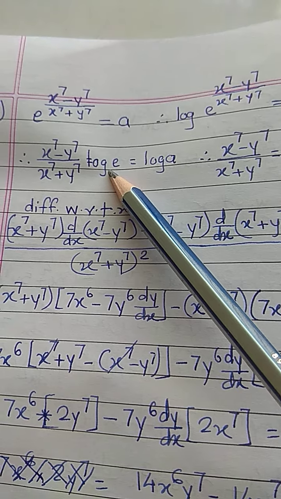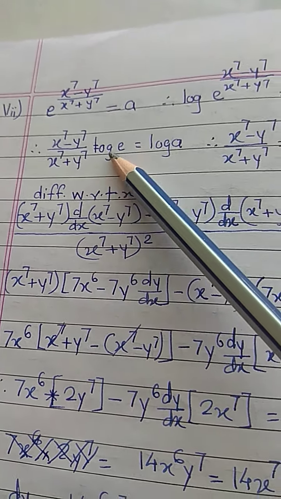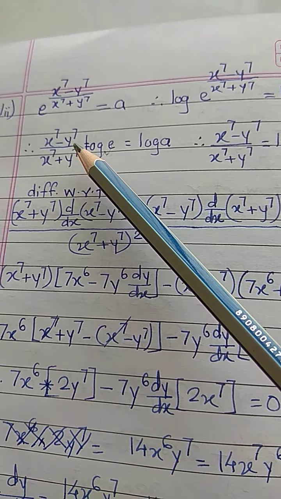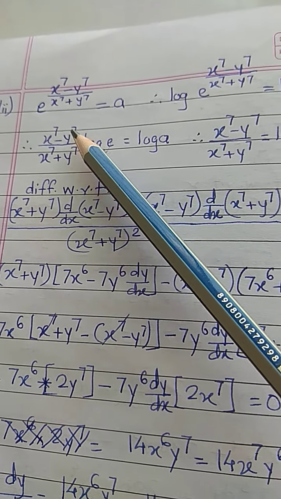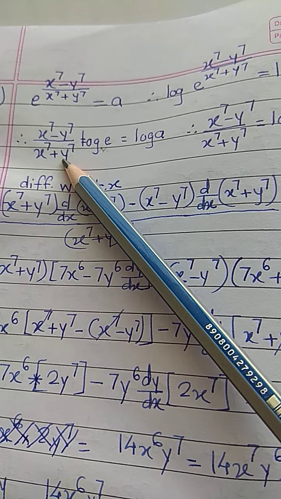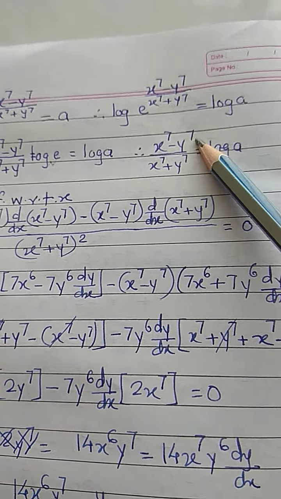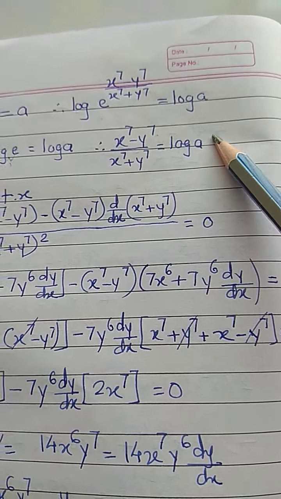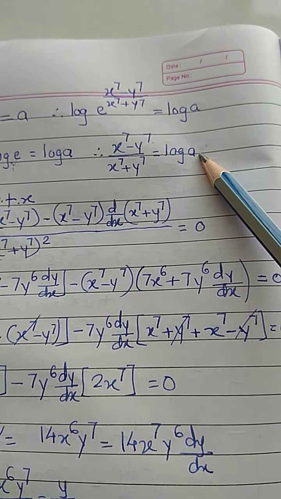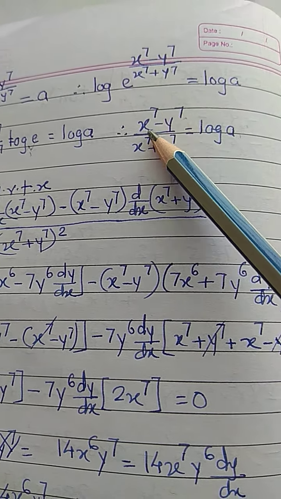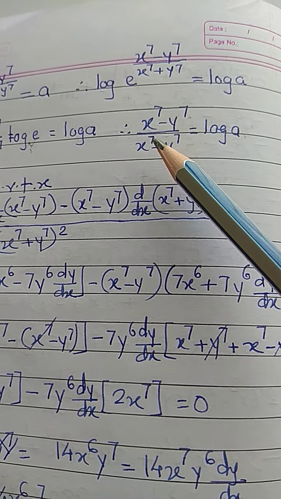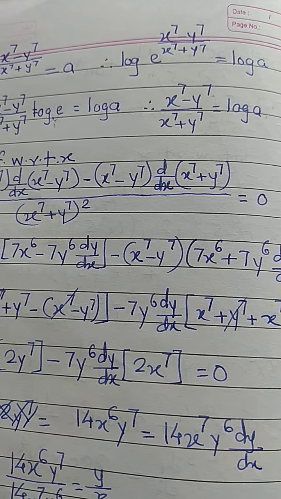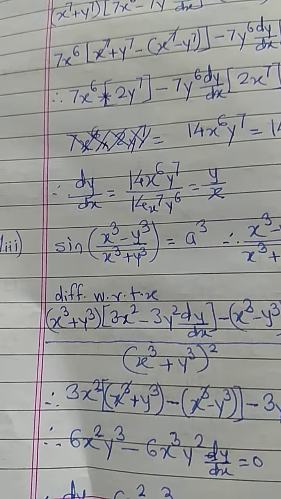But base here, if it is not mentioned, it is e. So log of e to the base e is always 1. What remains here, it will be x raised to 7 minus y raised to 7 upon x raised to 7 plus y raised to 7. Log e to the base e is 1 and log a. Once again, this is a constant. We can differentiate this LHS by u by v rule, that is v du by dx minus u dv by dx upon v square. Same is the problem then.